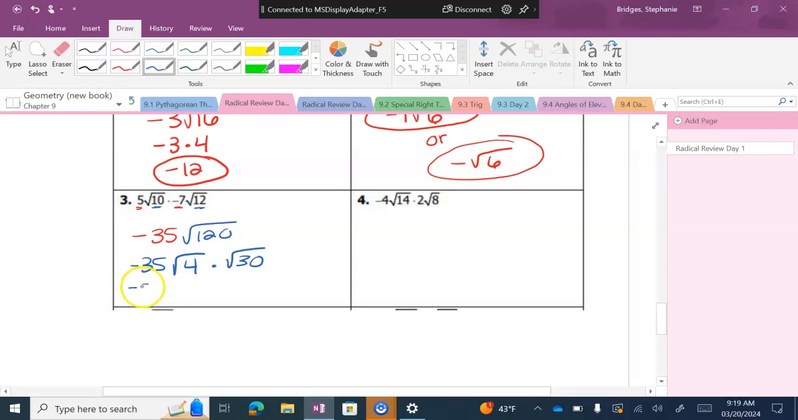So I'm going to keep that negative 35. What does the square root of 4 turn into? What's the square root of 4? Okay. And then that square root of 30 is going to stay. And then what do I do with that negative 35 and that 2? Multiply. What's negative 35 times 2? Negative 70 times the square root of 30.